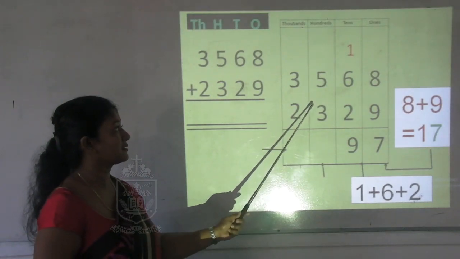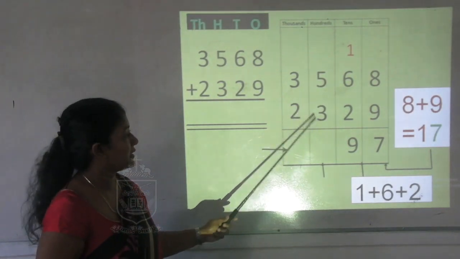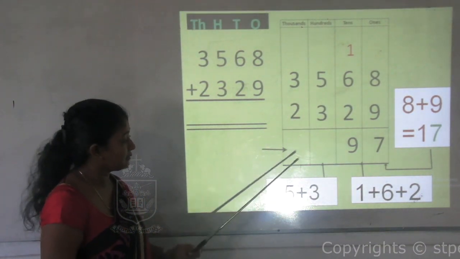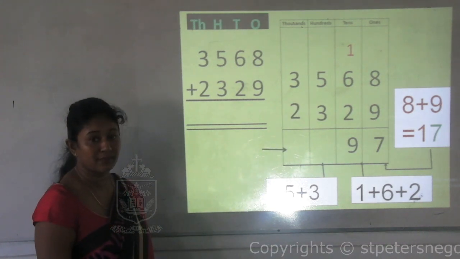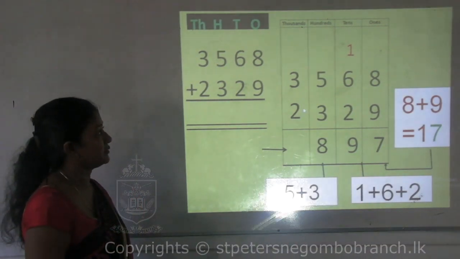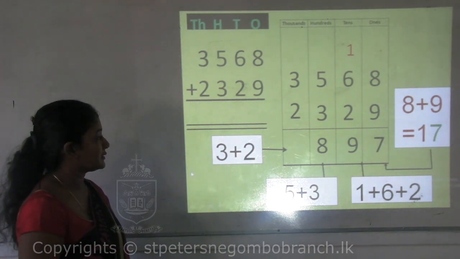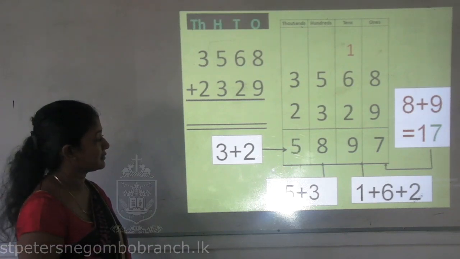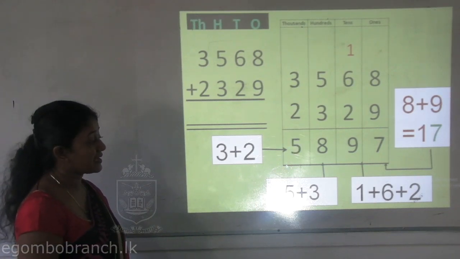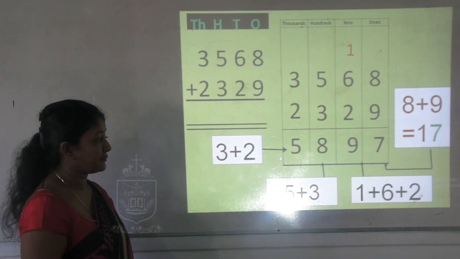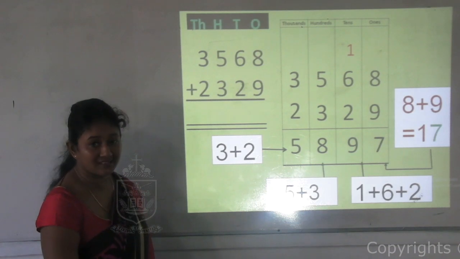Now we can go to the next place, that is 100's place. In this place, we can see 5 plus 3. These 2 digits we have to add, 5 plus 3. Yes, the answer is 8. Next, we can go to the 1000's place. These are the 2 digits we have to add. 3 plus 2, the answer is 5. Right. Shall we read this answer? 5,897. Now this way you also can do your first example.